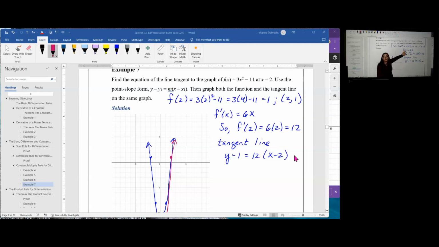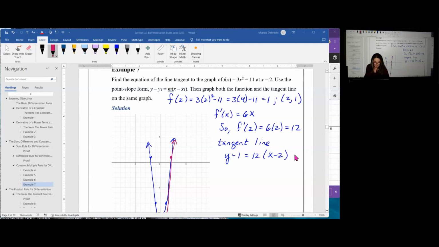Then I find the derivative using the new derivative rules. The derivative of 3x squared minus 11 is 6x. Notice the derivative of negative 11 is 0. Then I substitute 2 into my derivative function to find the derivative specifically at x equal 2. This gives me the value of 12. I know the point 2, 1 is on my line, so I use 1 for the y, 2 for the x, and 12 for the slope.